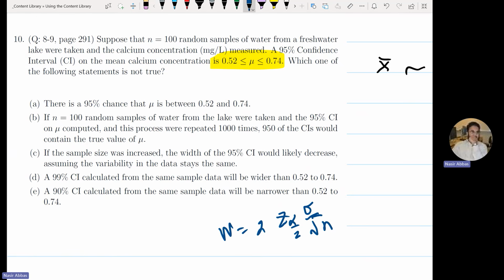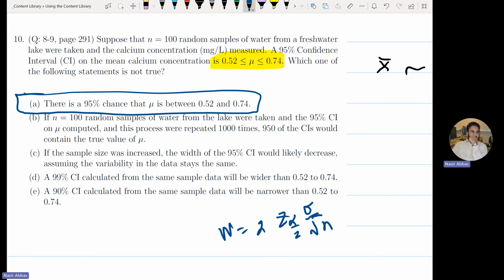A 99% confidence interval will be wider than 95%. Is that true? It is true. The given one was 95%. A 90% confidence interval will be narrower than the given interval. Is it true? Yes. So if you increase the confidence level, the width of the interval will increase. So apart from option A, all the other options are true. But the correct answer is A.